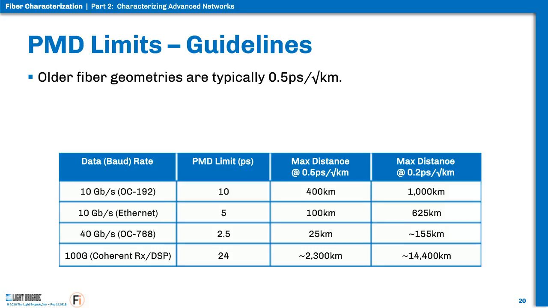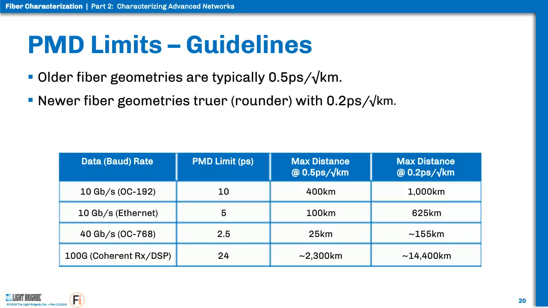But as you can see, the lengths are quite a bit longer in terms of tolerating PMD with this much lower value or better value. So these are the limits that can help you plan, design, and know what your limits are going to be depending on what your speeds are. Okay, and there's just 2.2 picoseconds. Effectively, the 2.2 picosecond fiber is rounder. It's much rounder, more truer, and therefore it's going to perform better.